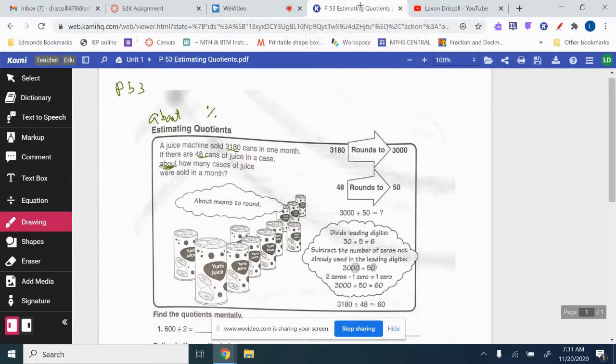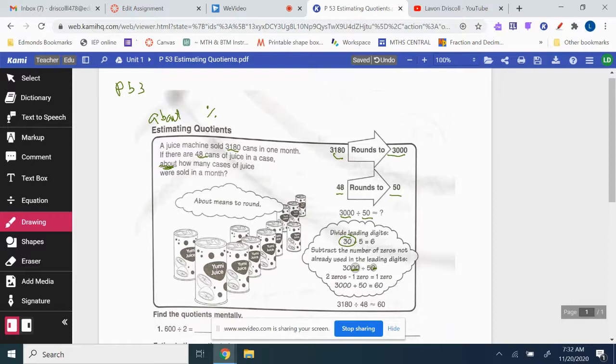So 3,180 rounds to 3,000, and 48 rounds to 50. So what is 3,000 divided by 50? Well, the leading digits are 30 divided by 5 equals 6, and I have 2 extra zeros, and so it would be about 60. Because I have the zeros, so I have to subtract. That's what they're telling you there.